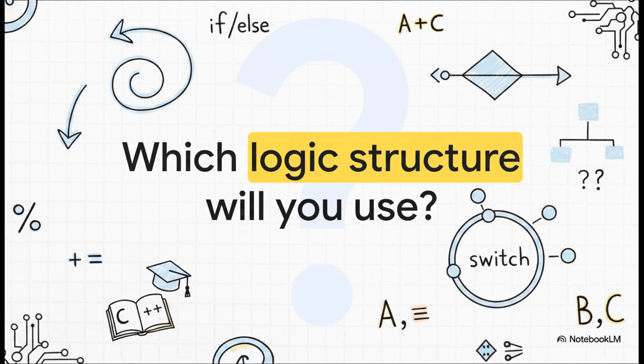So my final question to you is this. Which logic structure will you choose for your post-lab challenges? Will you use the modulo and compound operators to calculate leap years? Or maybe you'll deploy a really clean else-if ladder to assign university grades based on score brackets. The logic is now entirely in your hands.